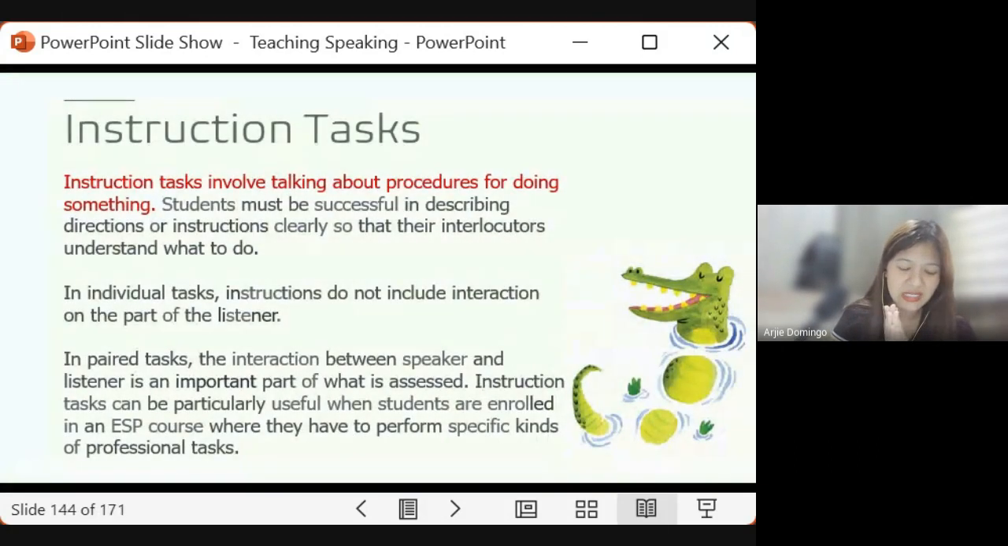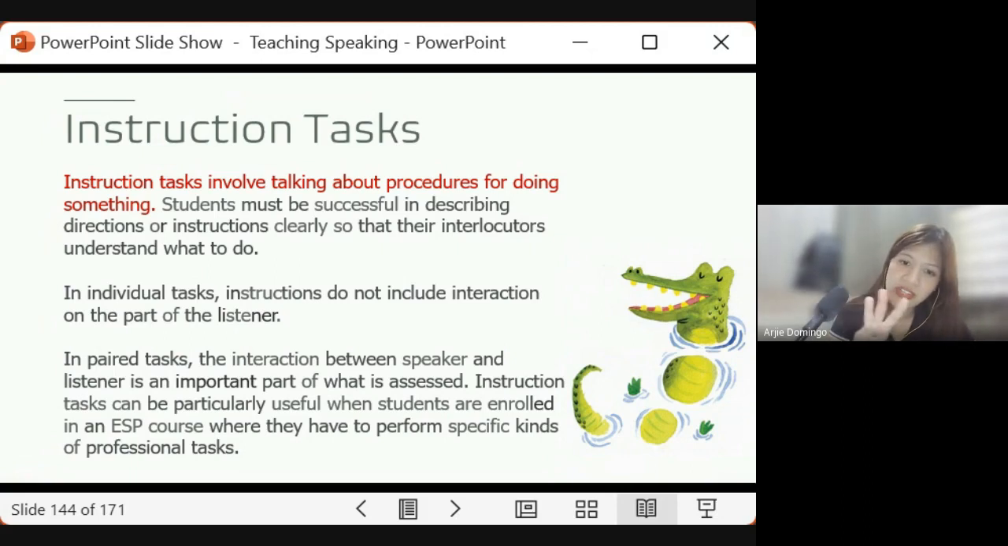As you could see, tasks that require collaboration among your students would work really best for them to not feel that they are alone. But in some cases, you should always require your students to speak individually because that would help them really practice their speaking skills.